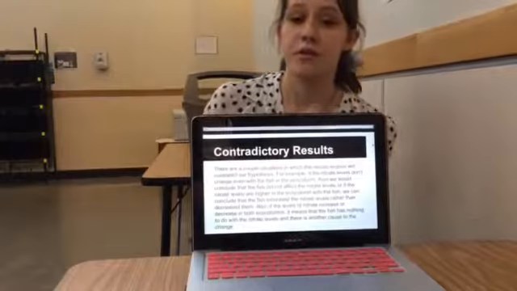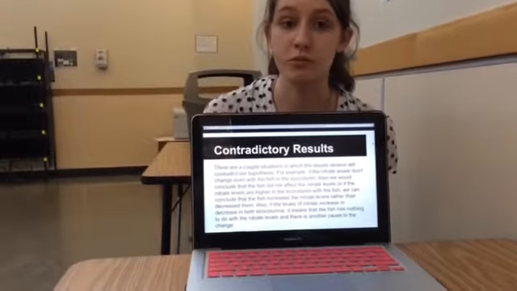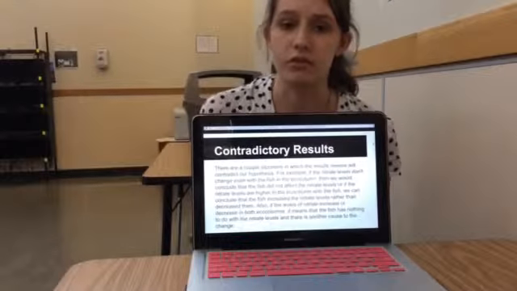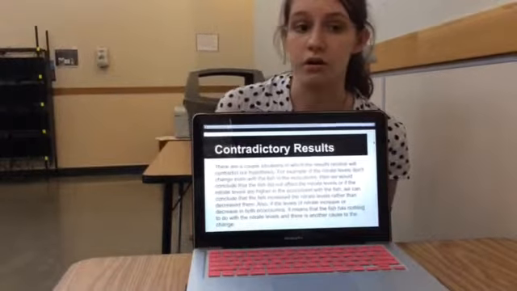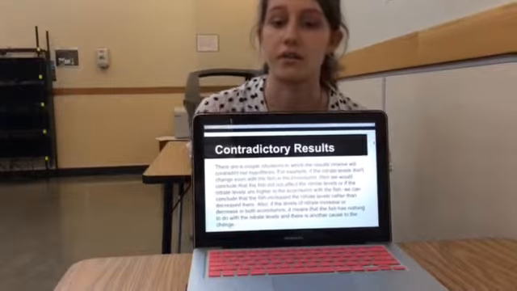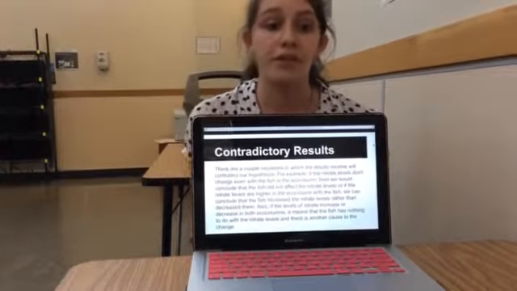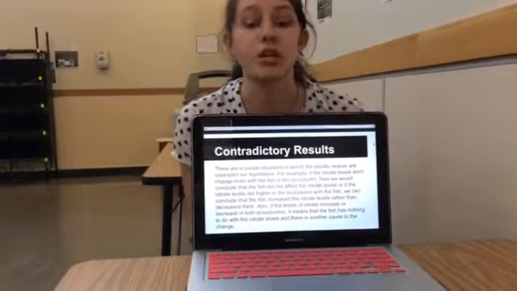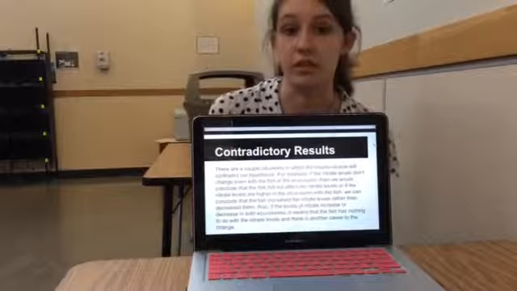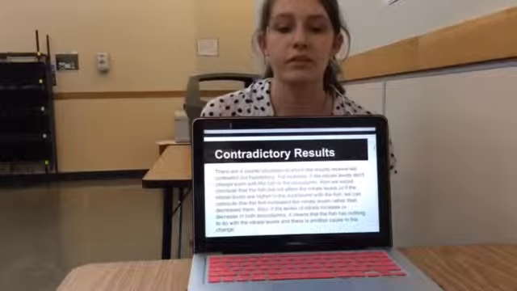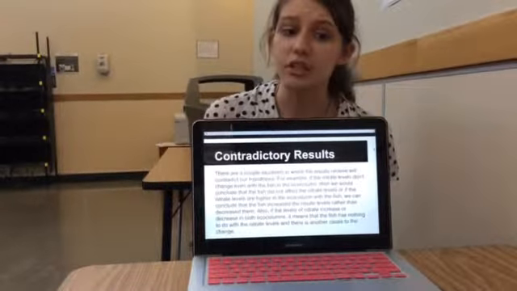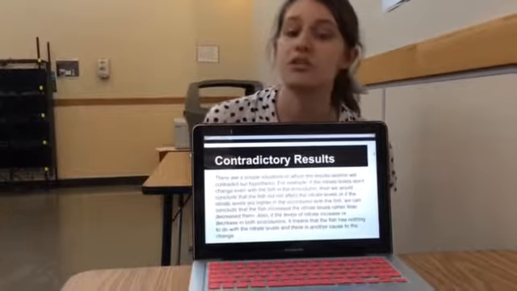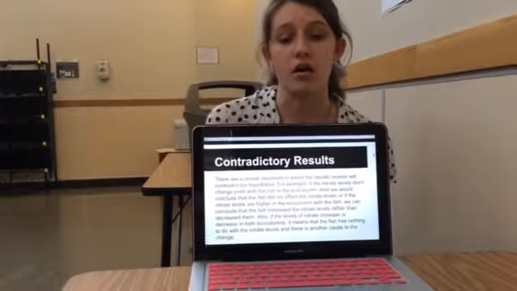Contradictory results. There are a couple situations in which the results we receive will contradict our hypothesis. For example, if the nitrate levels don't change even with the fish in the eco column, then we would conclude that the fish did not affect the nitrate levels, or if the nitrate levels are higher in the eco column with the fish, we can conclude that the fish increased the nitrate levels rather than decreased them. Also, if the levels of nitrates increase or decrease in both eco columns, it means that the fish has nothing to do with the nitrate levels, and there is another cause to the change.